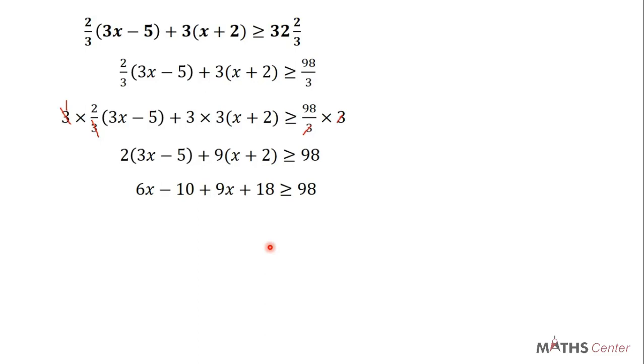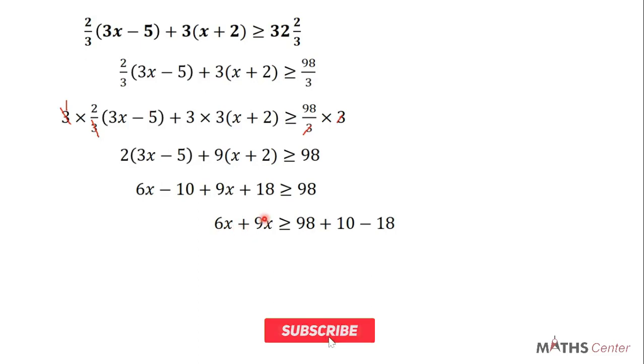So we group like terms. Luckily for us, both 6x and 9x are on this side. So we take the numbers to the other side. So 6x plus 9x greater than or equal to 98 is already here. Now 10 is negative. When it crosses to this side, it becomes positive. So plus 10. 18 is positive. When it crosses to that side, it becomes negative. So minus 18.